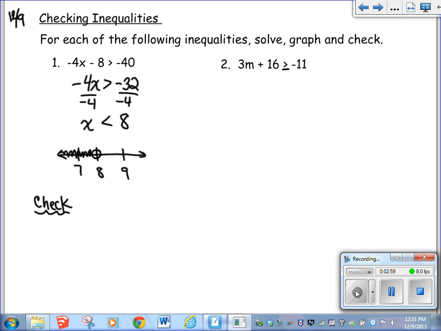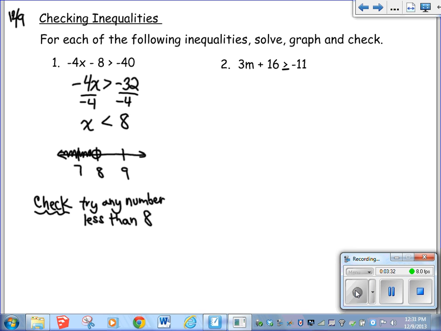Right, so what could I try, Caitlin? Well, 8's not below 8, so we need to pick a number below 8. Oh, 7. You could pick 7, you could pick 6, you could pick 5, you could try any of those numbers. My little piece of advice, so to check it, try any number less than 8, because they all should work.